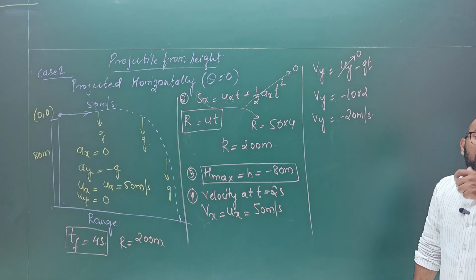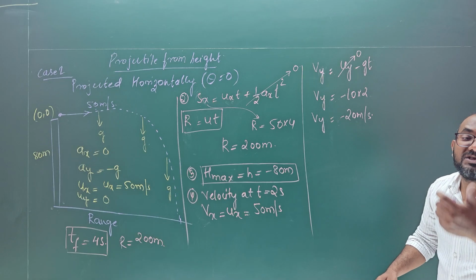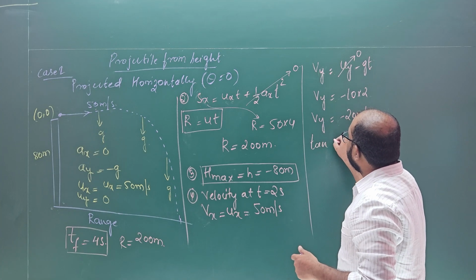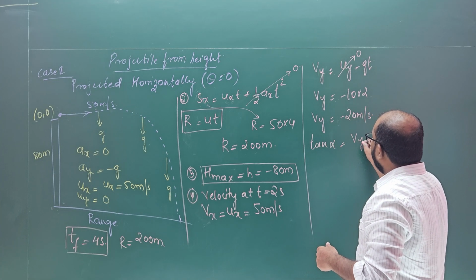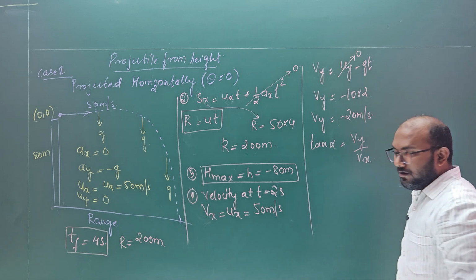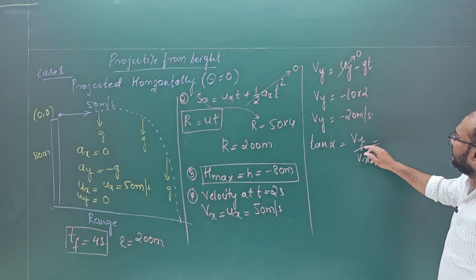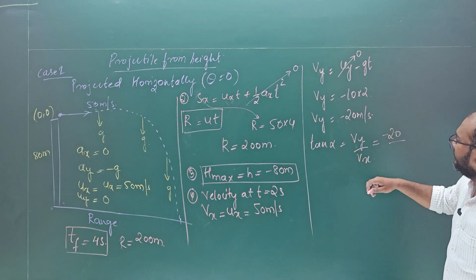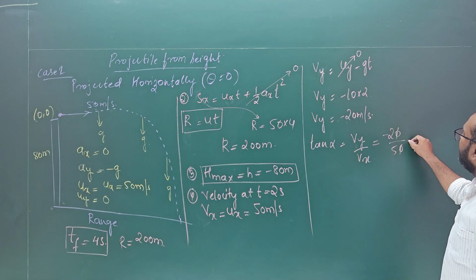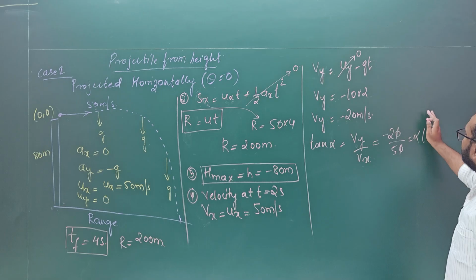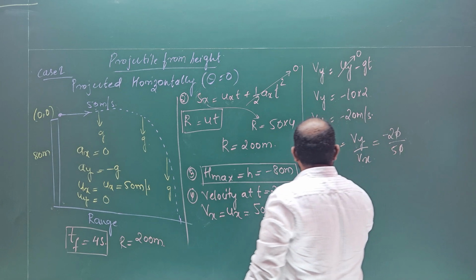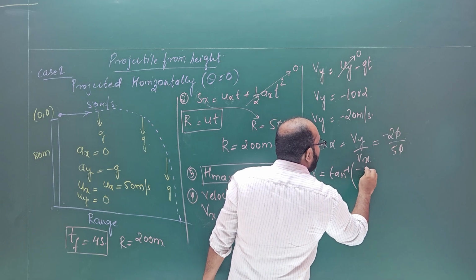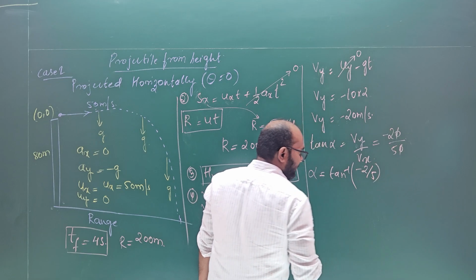They can ask you to calculate alpha also, what angle it is making. Yes or no? So we can calculate tan of alpha. Tan of alpha is nothing but Vy upon Vx. And what is the value of Vy? We got minus 20 and Vx is 50. So can I say that alpha is equal to tan inverse. So I will write it below. Alpha is nothing but tan inverse of minus 2 upon 5.